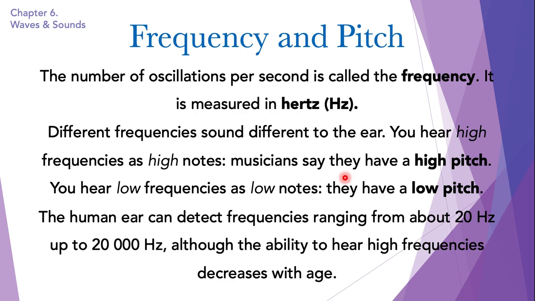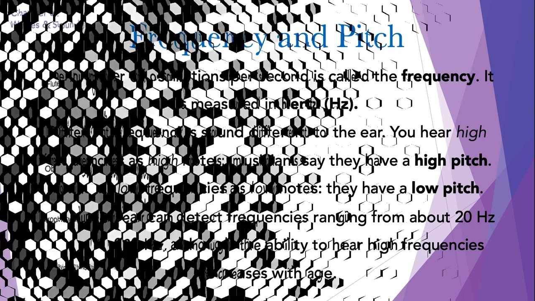So if two steady notes an octave apart are picked up by a microphone and displayed on the screen of an oscilloscope, as the higher note has double the frequency of the lower note, the peaks occur twice as often and are only half as far apart. So this was all about frequency and pitch. Now we're going to move ahead on to understanding the timbre or quality of sound.